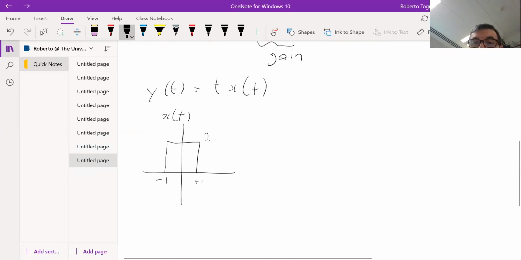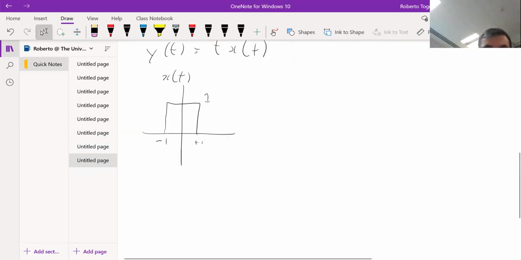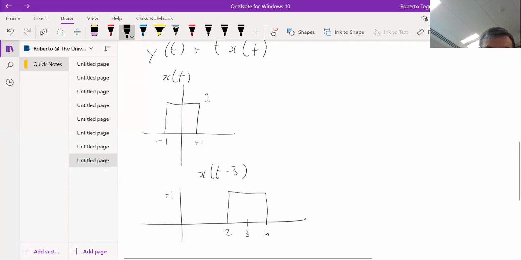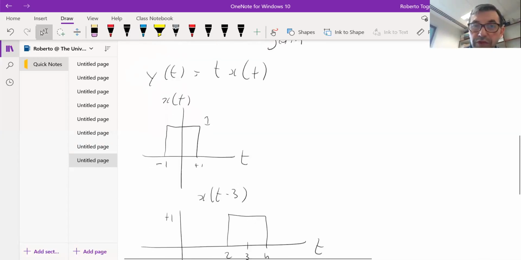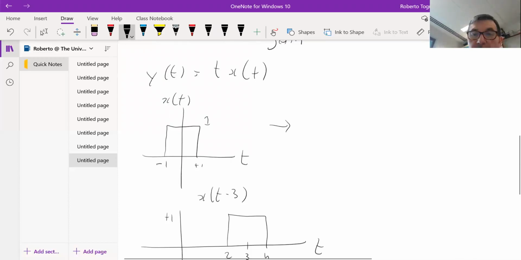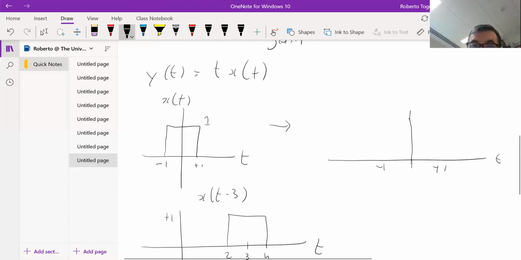Let's consider what happens when you shift it, we need to look at time shift. So let's delay the input by 3 seconds. It would look like this. Okay, so it's delayed by 3 seconds. What would be the output for these two systems? Okay, so let's look at this one. So this would be y(t) equal to t x(t). What would be the output?